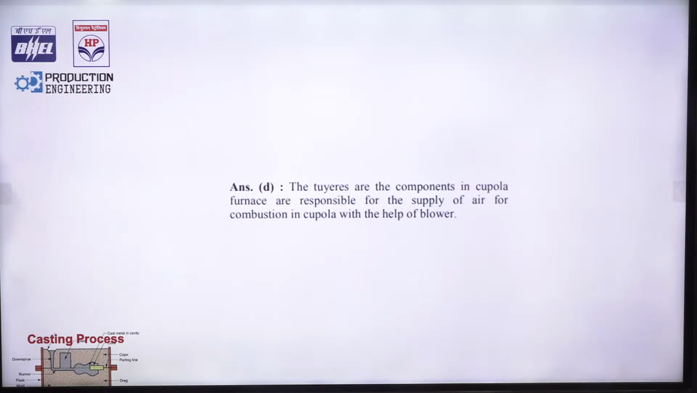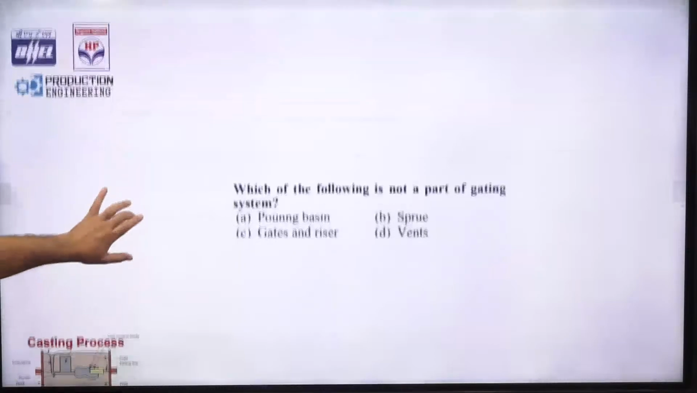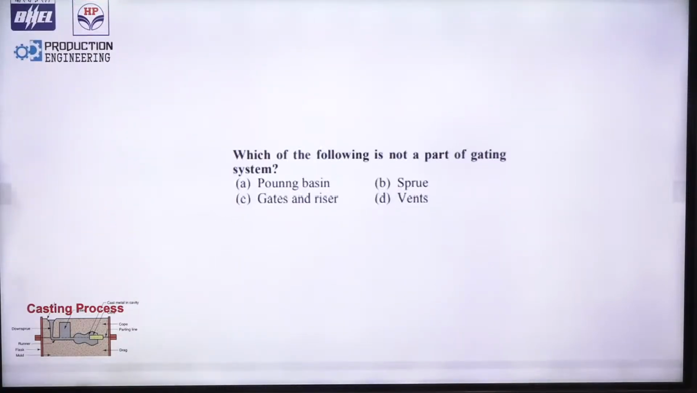I think this question was asked in one of the exams related to this only. Which of the following is not part of a gating system? Any idea? Sprue, vent, pouring basin, gate, and riser. Which one is not part of the gating system?